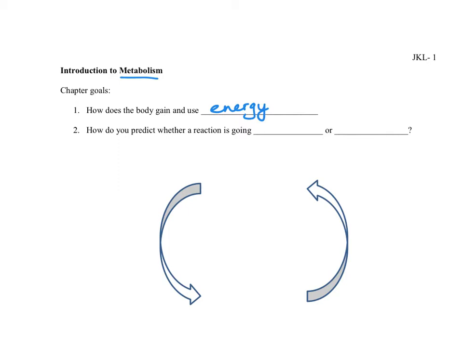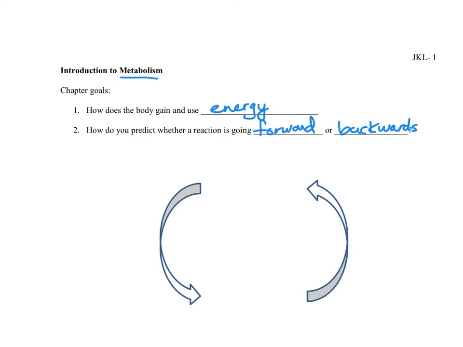Second of all, we're going to be talking about a lot of reactions and a lot of enzymes. And one important thing is how do you predict whether a reaction is going forward or backwards or not at all? That takes a long introduction and is probably the harder part for us to discuss here.